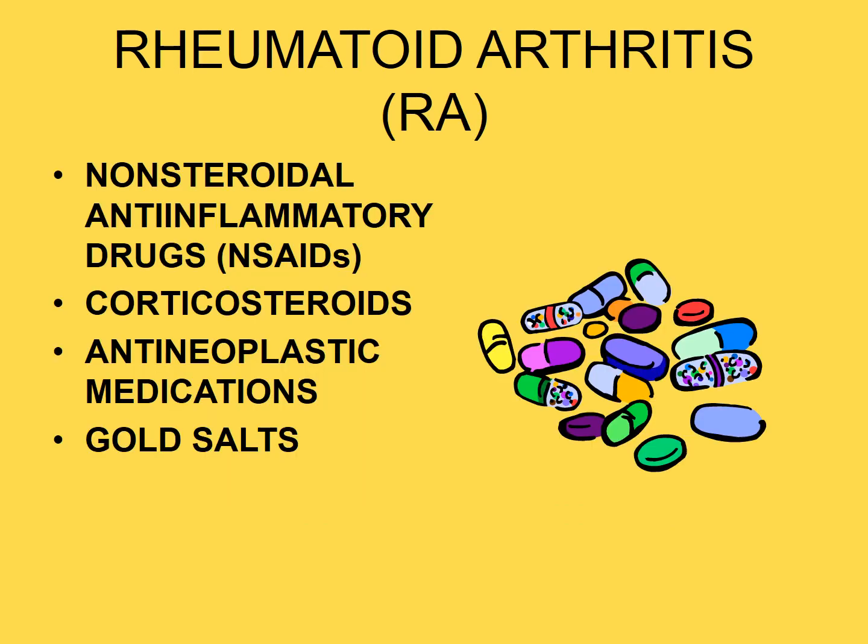So we can also use NSAIDs, steroids, anti-neoplastic drugs, and gold salts. There's all the different types. NSAIDs may be prescribed in combination with the aspirin. Monitor for side effects, again, GI, central nervous system manifestations, skin rash, hypertension, fluid retention, and changes in renal function.